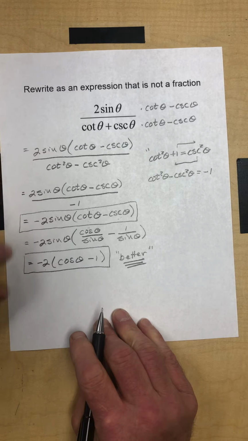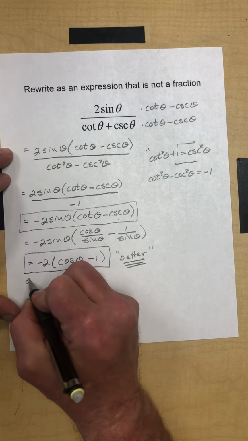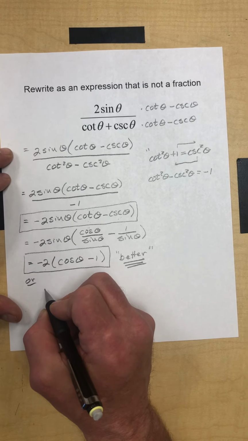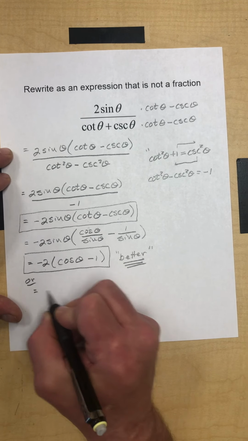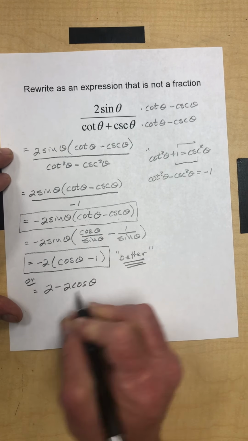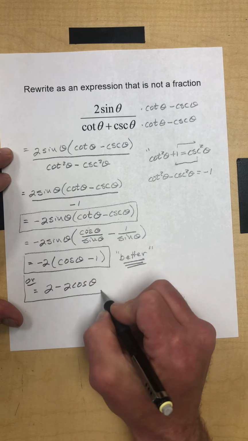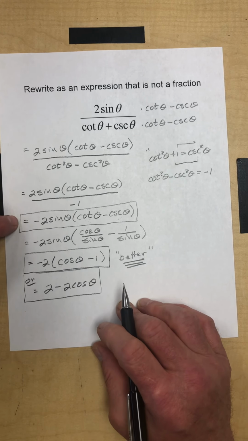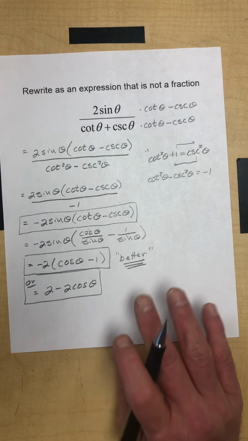So we could leave it like that, or we could distribute the 2 if we wanted to, and that would give me 2 minus 2 cosine of theta. I would say these two guys are definitely better, because they're simpler than this guy. So although technically this guy is good, you want to definitely gravitate towards these guys. Okay, good shape there.